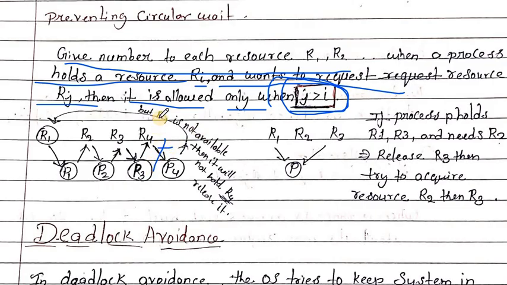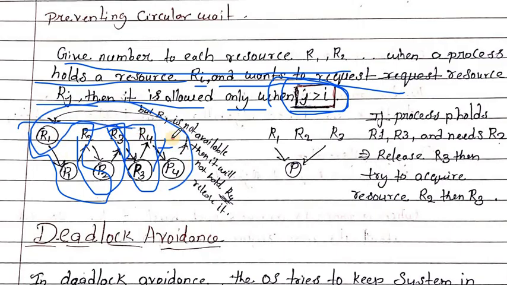They release R4. When they release R4, the process P3 gets access to R4. After getting access to R4, it completes its process and releases R3 and R4. When R3 is released, P2 completes its process and releases R2. When R2 is released, P1 completes its process. When P1 completes its process and releases R1, then P4 completes its process by taking R1 access. Then this will happen.